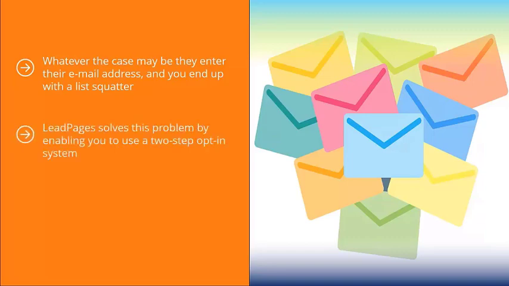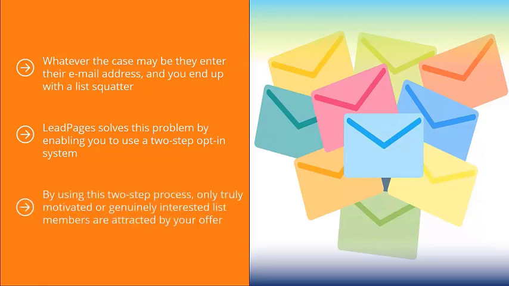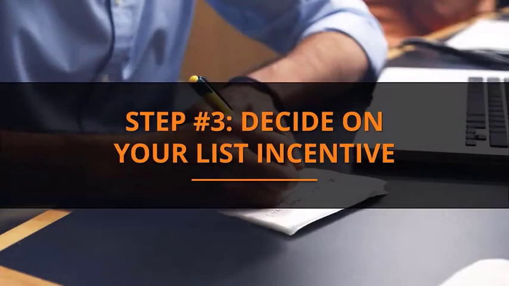Lead Pages solves this problem by enabling you to use a 2-step opt-in system. People have to click an ad link to end up at a page where they can actually enter the email address. By using this 2-step process, only truly motivated or genuinely interested list members are attracted by your offer. Sure, this may result in a lower subscription, but you have more peace of mind as to the quality of list members you will attract.